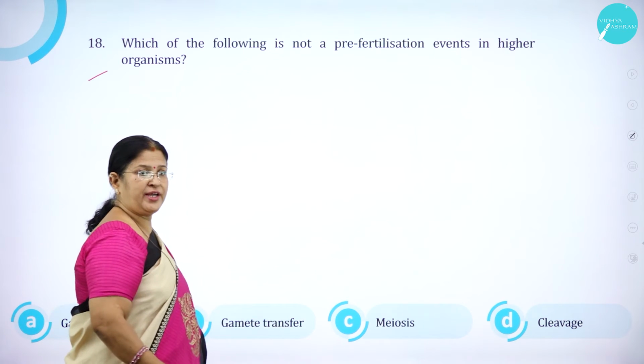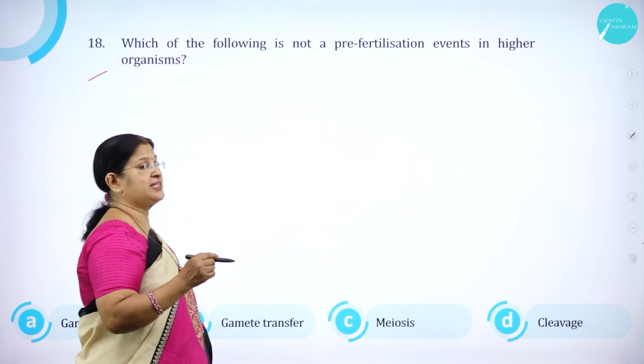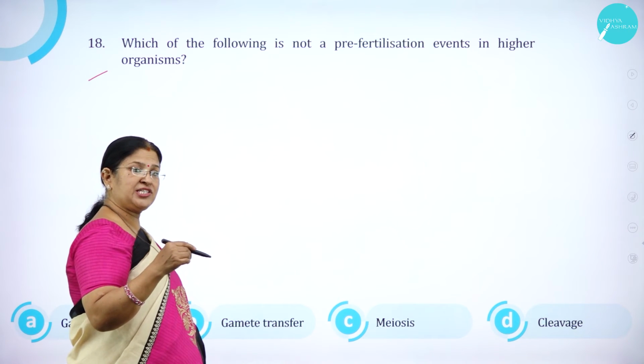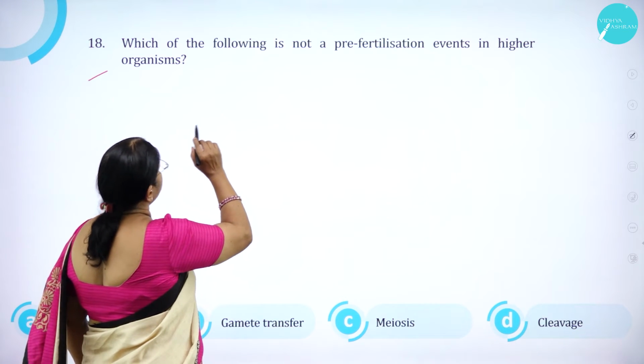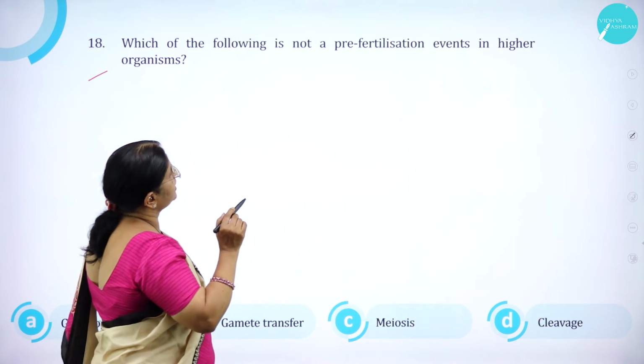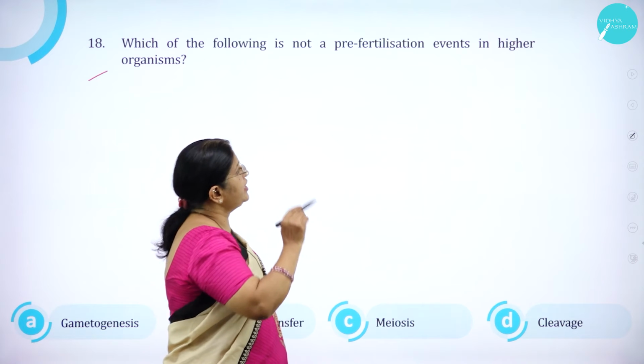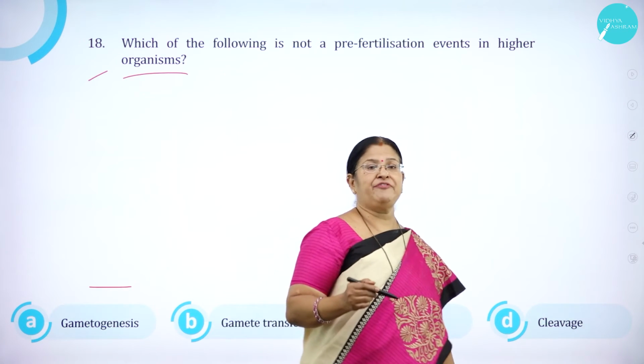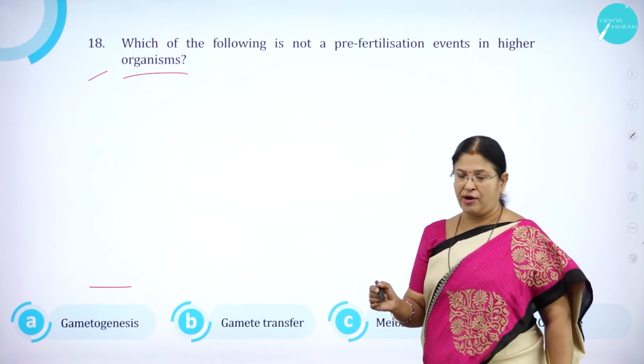Which of the following is not a pre-fertilization? What do you mean by pre-fertilization? Before fertilization. After fertilization is called post-fertilization. Which of the following is not a pre-fertilization event in higher organisms?